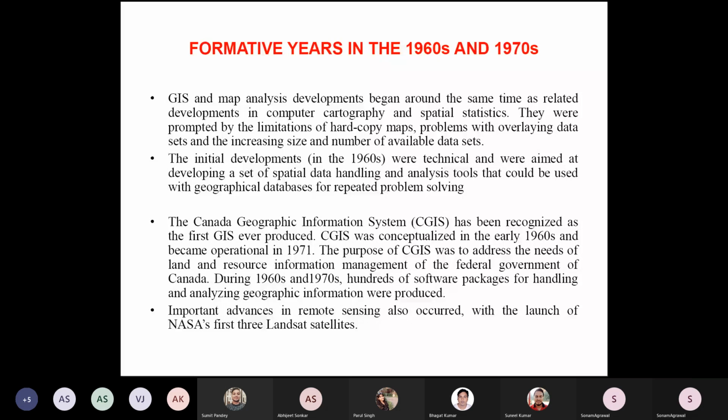I think my screen is not visible now. Is it visible? No, ma'am. Okay, okay, wait a minute.